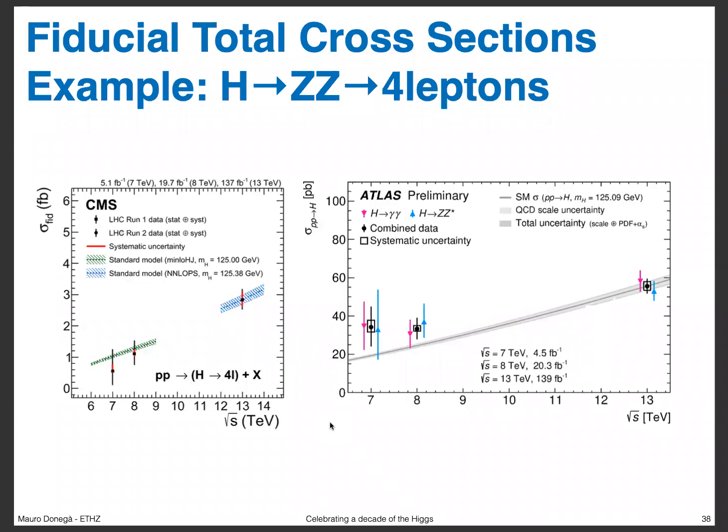Some results out of this. So first of all, fiducial cross-sections, even before going to the differential side, are used to produce total cross-sections. Here you see two examples of fiducial cross-section measured at different center of mass energies of the LHC. This is the H to 4 leptons for CMS and in ATLAS, this is a new plot that shows gamma gamma and ZZ together with the combined value. And I'm coming back on how to combine this in a second.